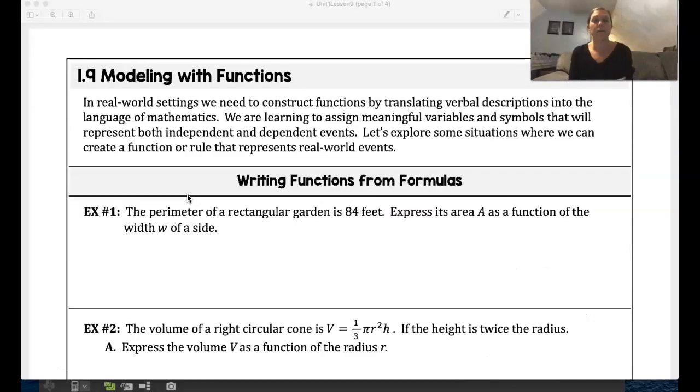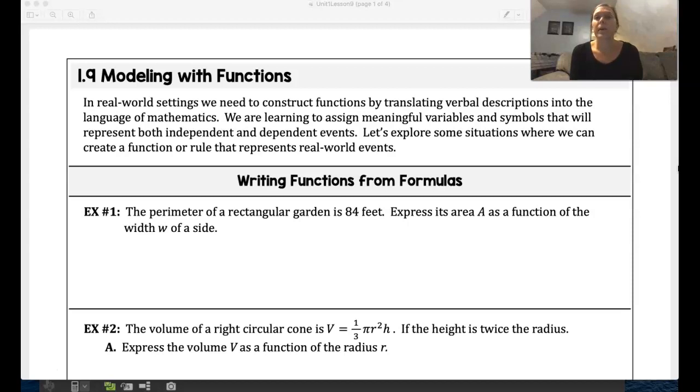Everyone, here are your 1.9 notes. So what we're going to be getting into for the last section of Unit 9 is how we're going to incorporate all of these different concepts with functions into real-world settings. So this whole entire lesson is about word problems.